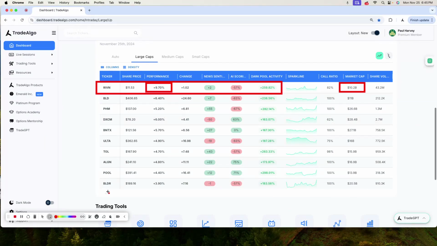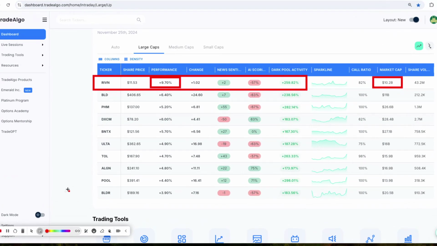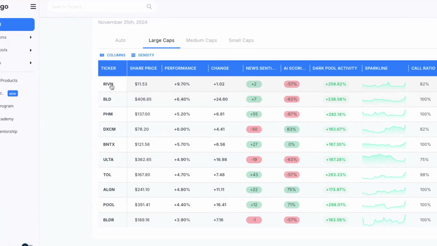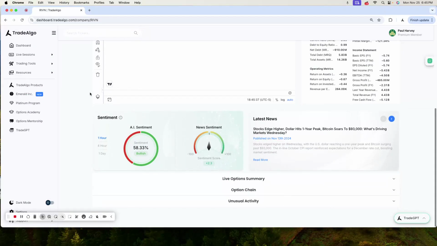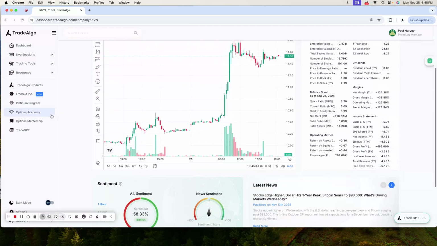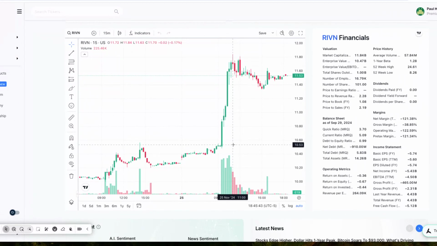Here at TradeAlgo, we make it very easy. You could have followed any one of the stocks here on the TradeAlgo dashboard today and seen exactly how you would have utilized this technology. Hopping right into Rivian here off of TradeAlgo's dashboard, it doesn't get easier to go in and catch this phenomenal move that Rivian made. I mean, look at this beautiful graph here on Rivian.